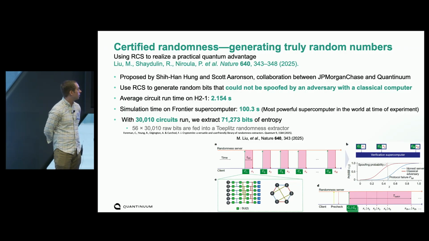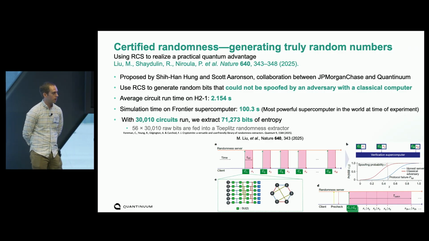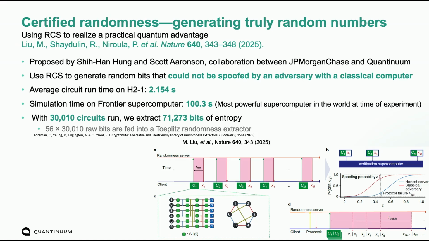And we actually do this. I mean, we've been doing it for the past few years, where we do some simple quantum circuit and measure the results and feed it back to customers. But that requires that the customer actually believes that we're running this on a quantum computer and not just generating it on our laptop and sending them the results. This protocol, which was proposed by Shih-Han Hung and Scott Aaronson, circumvents that in a way that we could not really be spoofing in any way on a classical computer.